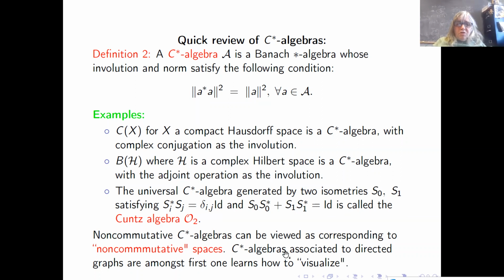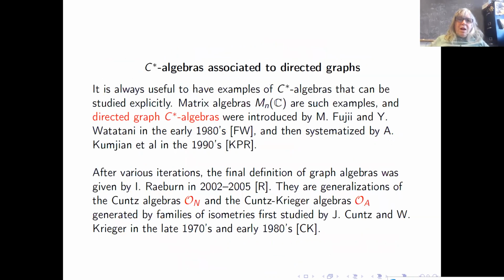And so the non-commutative C-star algebras, then one wants to view them as somehow corresponding in a heuristic way to a non-commutative space. And then if you want to visualize your C-star algebras with generators and relations, then C-star algebras corresponding to directed graphs are amongst the first ones you would start thinking about. So let me say how to get these.